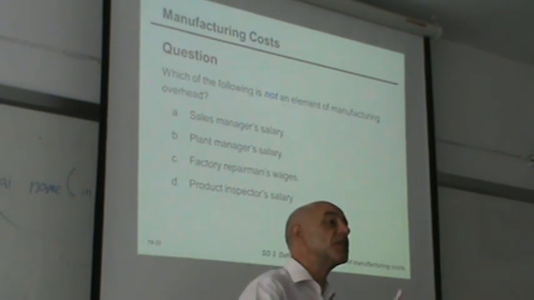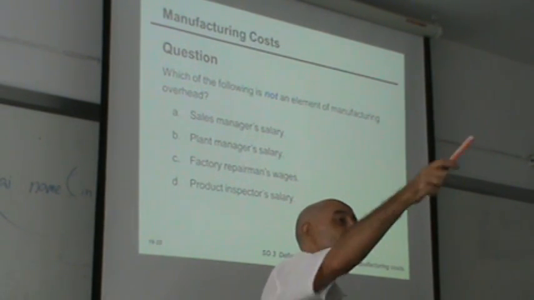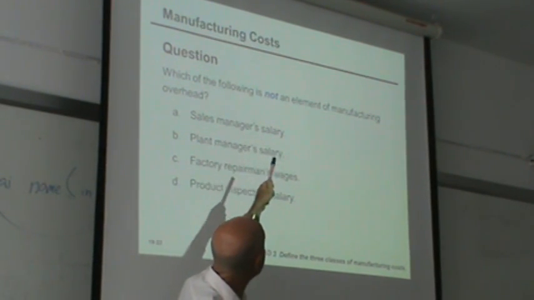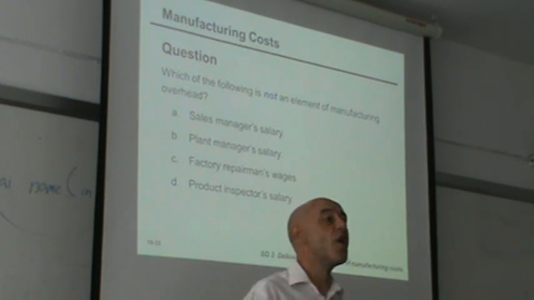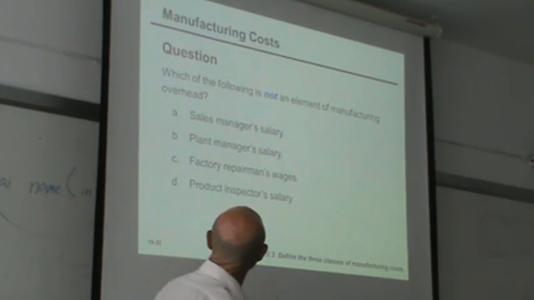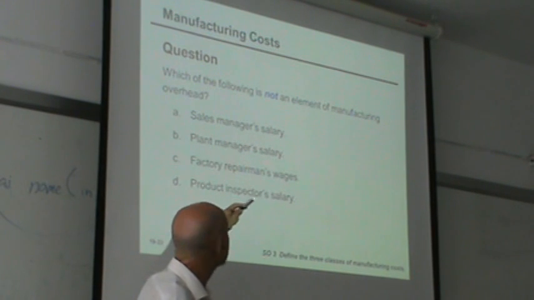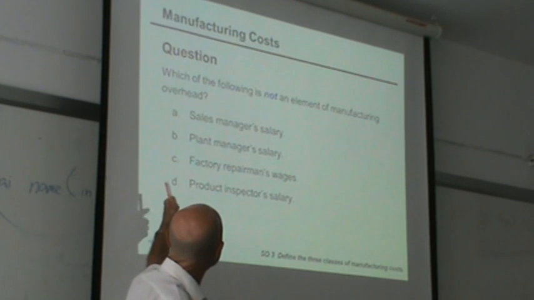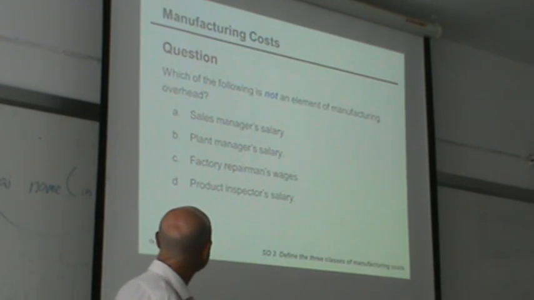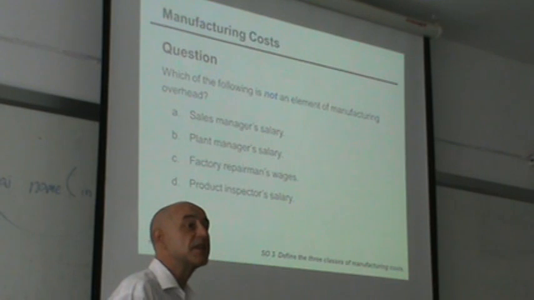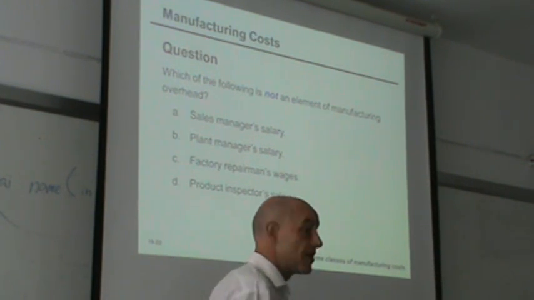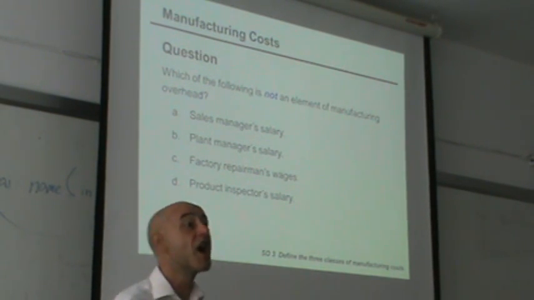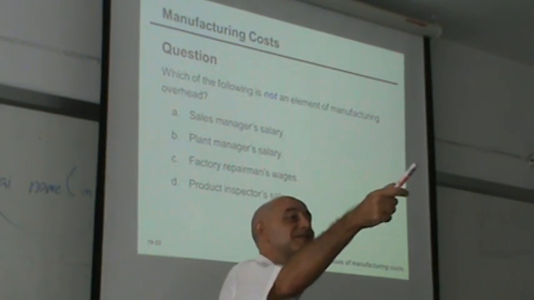Simple question for the guys in the back. Which of the following is not an element of overhead? Which one is not? A, sales manager's salary. B, plant manager salary. C, factory repairman's wages. And D, product inspector's salary. Which is not part of overhead? In other words, almost everything is overhead. Which one is not overhead?